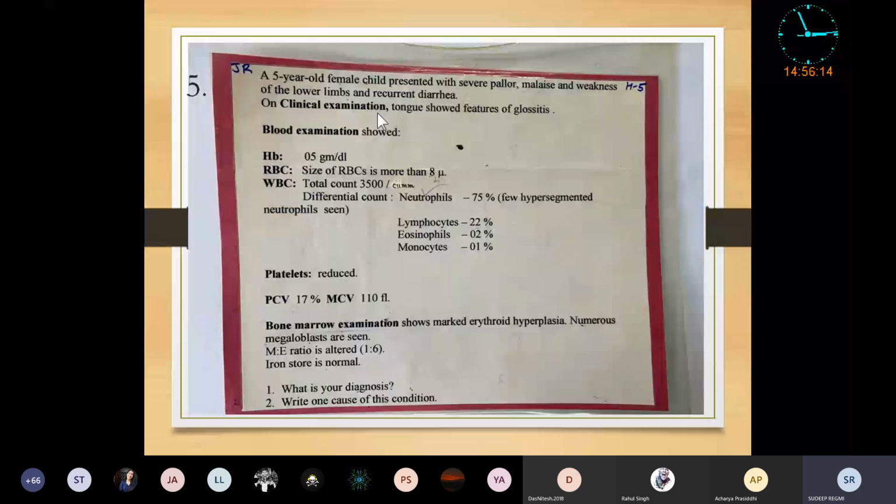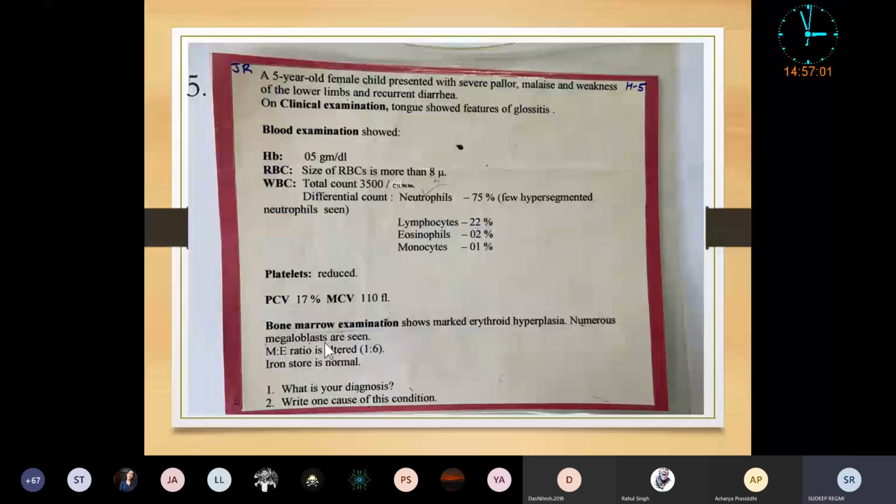Blood examination showed hemoglobin is 5 gram. The size of the RBC is more than 8 micrometer. WBC total count is 3500 per cubic millimeter. In the differential count, few hypersegmented neutrophils are seen. Otherwise, the differential count is normal. And platelets are reduced. And MCV is increased. Here you can see MCV is increased. And bone marrow examination shows marked erythroid hyperplasia with presence of numerous megaloblasts.